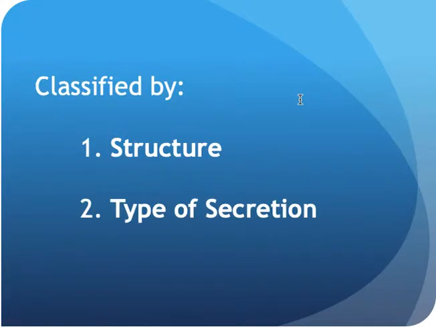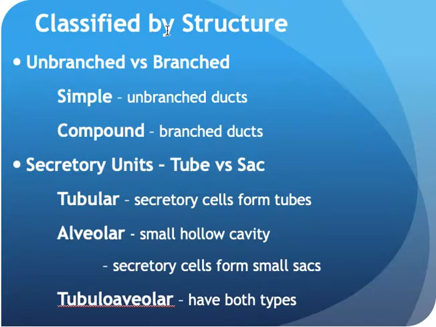Now we get another classification, so we can classify these glands by structure versus their type of secretion. If I'm classifying them by structure, they're going to be unbranched versus branched. So I have simple, which are unbranched, and then I have compound ones, which are branched. And then I can also classify them based on their secretory units. Some glands use a tube, and some use a sac. So I can have tubular ones that use tubes.